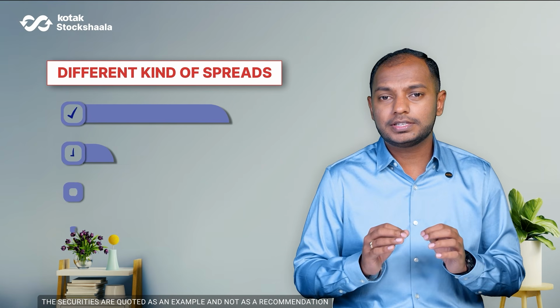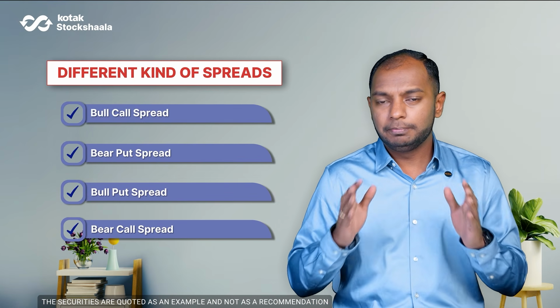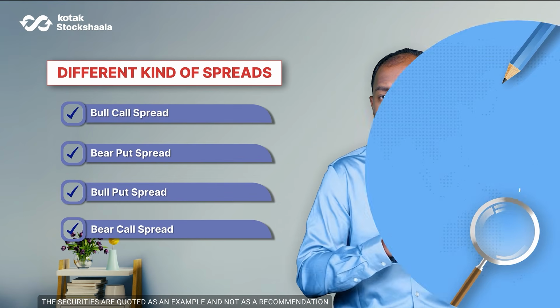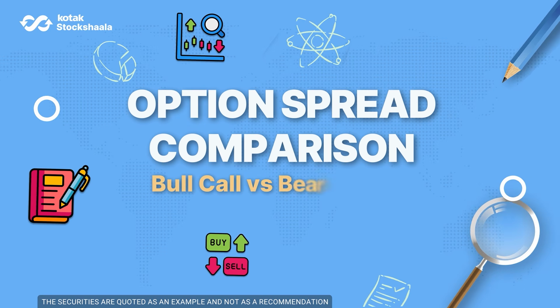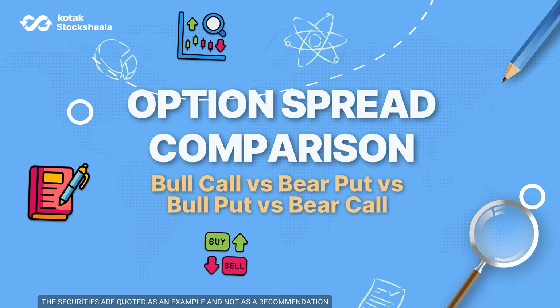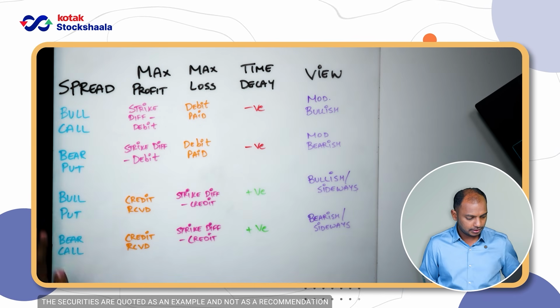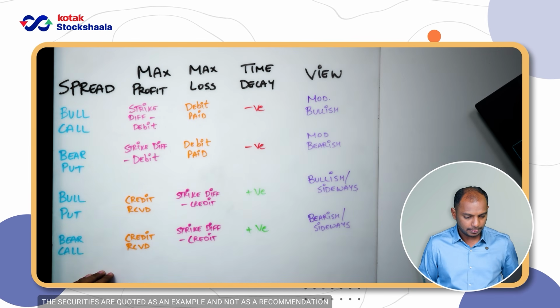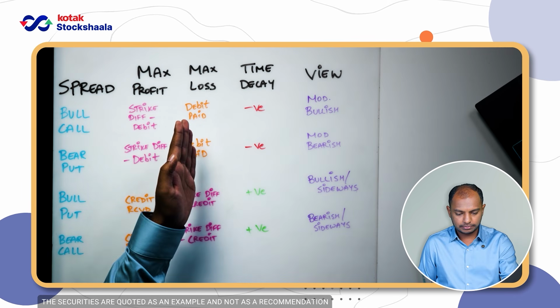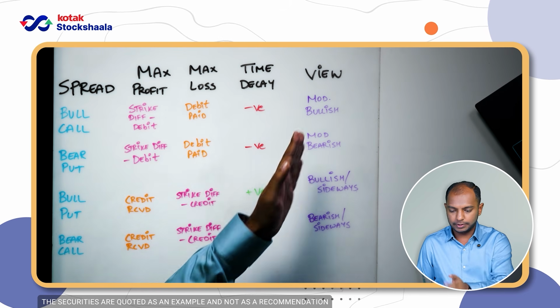So far, we have discussed the different kinds of spreads. But now in this video, we'll compare each of them one by one so that we get to understand which one to use when. Let's head to the whiteboard so that we can compare all these 4 strategies in a tabular format. So here, I have mentioned all the different spreads that is possible, their maximum profit, maximum loss, time decay, and view as well.